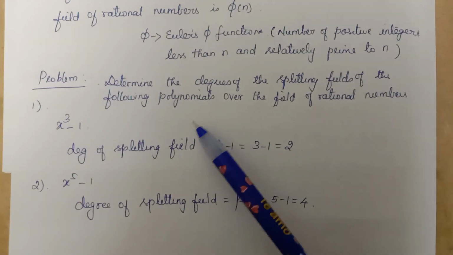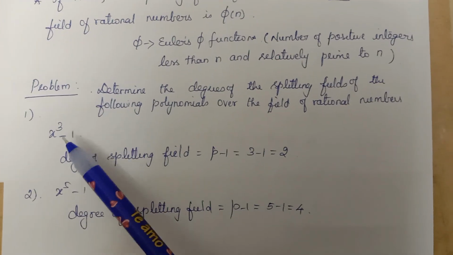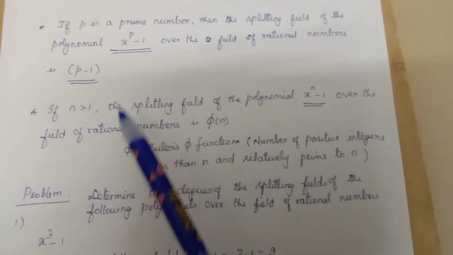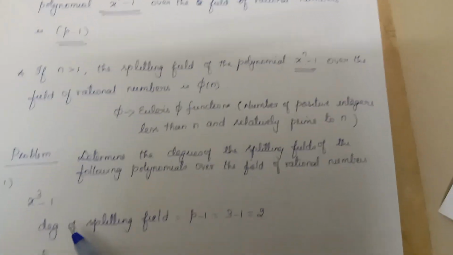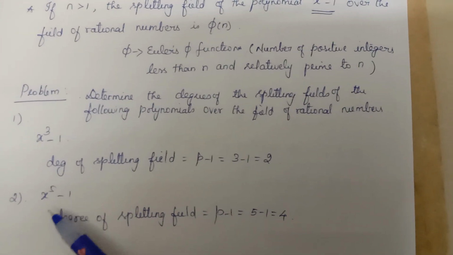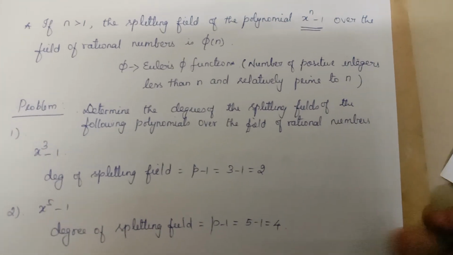Let's see some problems. Determine the splitting field for the following polynomials. x cube minus 1. See, this 3 is a prime number, no? So for a prime number, what is the degree of the splitting field? p minus 1. So that is 2. And x power 5 minus 1, the same thing. 5 is a prime number, so the degree of the splitting field is equal to 5 minus 1, equal to 4.